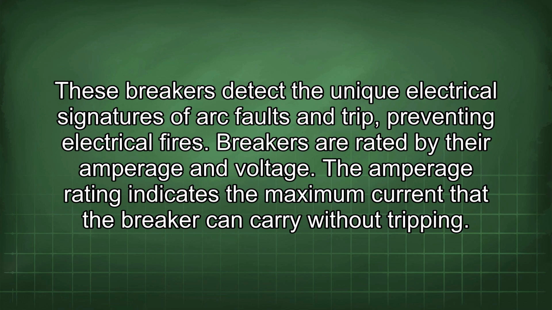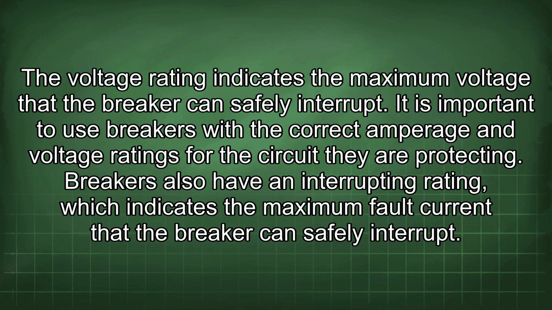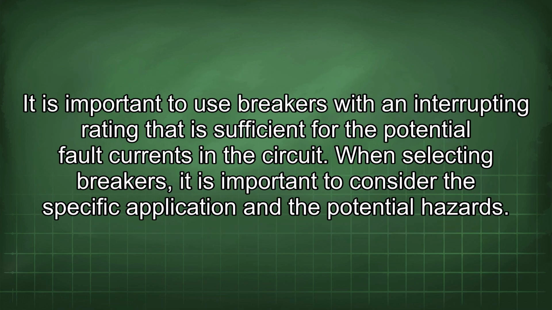Breakers are rated by their amperage and voltage. The amperage rating indicates the maximum current that the breaker can carry without tripping. The voltage rating indicates the maximum voltage that the breaker can safely interrupt. It is important to use breakers with the correct amperage and voltage ratings for the circuit they are protecting. Breakers also have an interrupting rating, which indicates the maximum fault current that the breaker can safely interrupt.